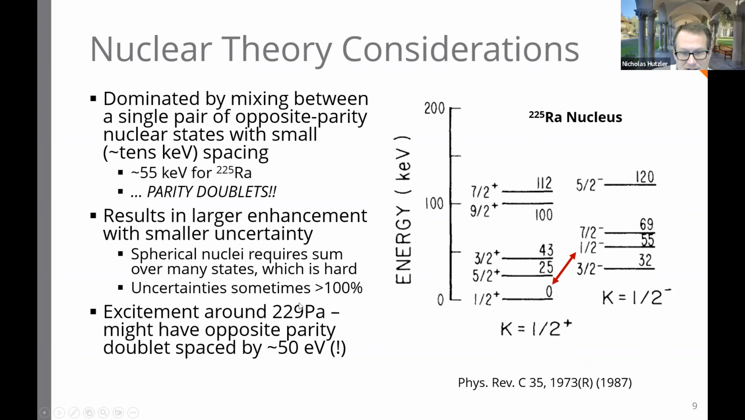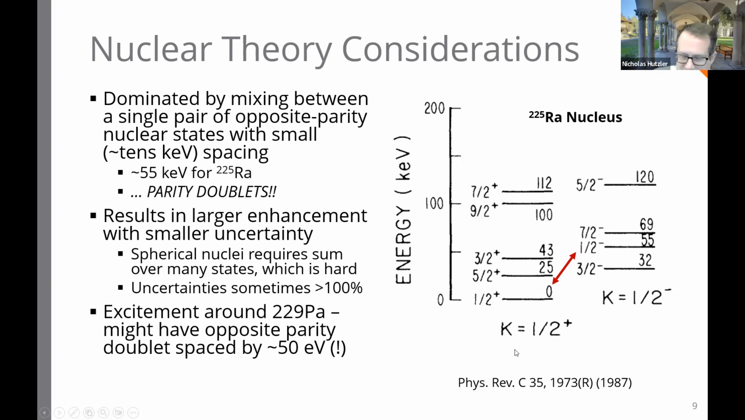And so the reason that 229 protactinium is so unique, and there's a lot of excitement about it, is because it's suspected that this opposite parity splitting in protactinium is like 50 eV, so very, very anomalously low for an opposite parity state.